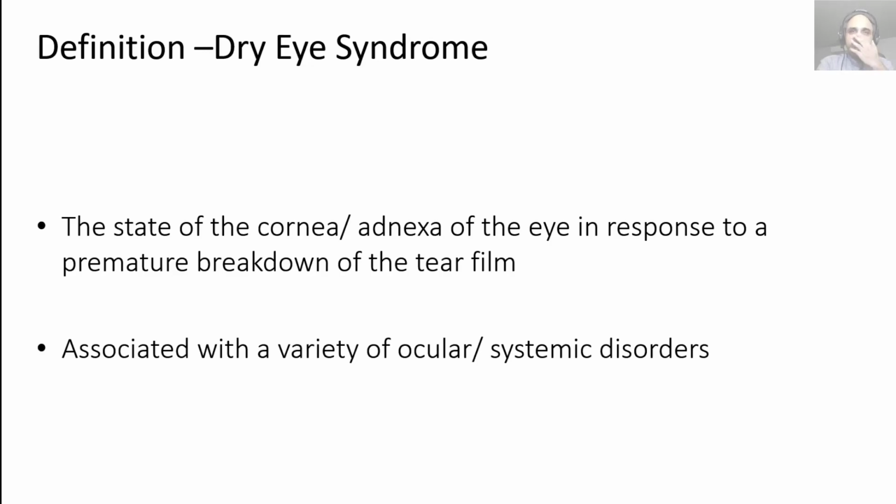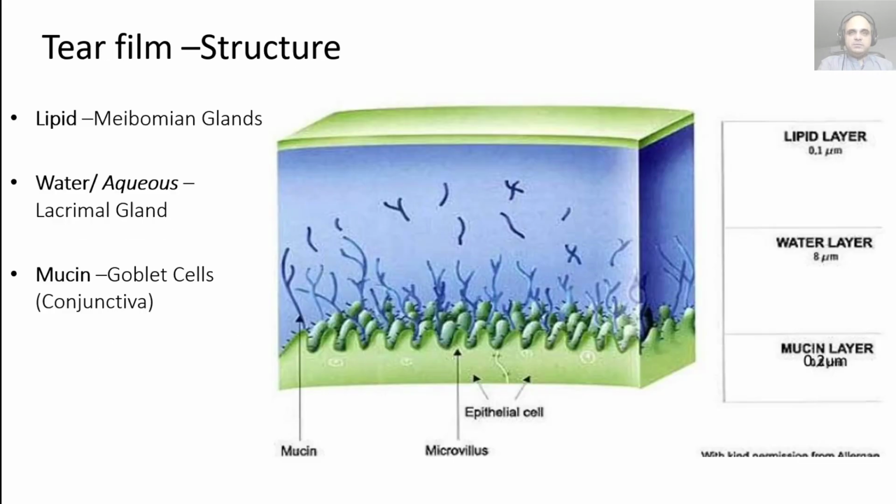So a dry eye is defined as the state of the cornea or the adnexa of the eye in response to a premature breakdown of tear film. We touched upon this when we talked about blepharitis, and we also talked about tear film stability. We also did something called a TBUT, or tear film breakup time test, when we were talking about blepharitis, specifically posterior blepharitis and anterior blepharitis to an extent as well. It is associated with a variety of ocular and systemic disorders. We've already talked about its association with blepharitis.